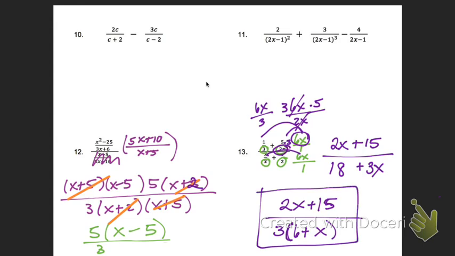I'm just going to try and factor it if I can, because I want the simplified version. Does it matter if I do 3x plus 18 or factor it? That's fine.